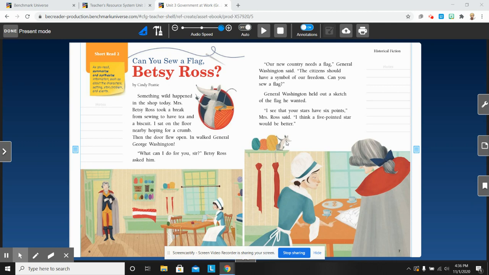Let's keep reading. "What can I do you for, sir?" Betsy Ross asked him. "Our country needs a flag," General Washington said. "The citizens should have a symbol of our freedom. Can you sew a flag?"